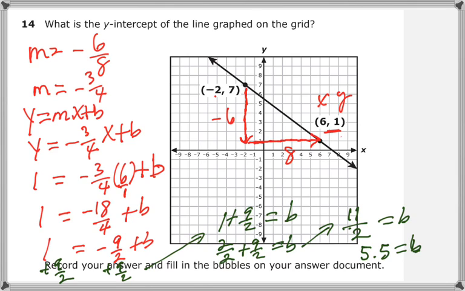This does match up to what it looks like, but we want to make sure, because we don't have an answer choice here. It's a griddable, so our answer is 5.5 for the y-intercept.